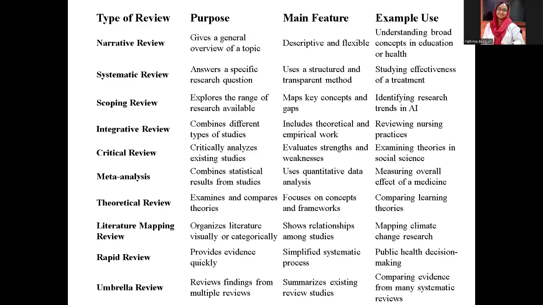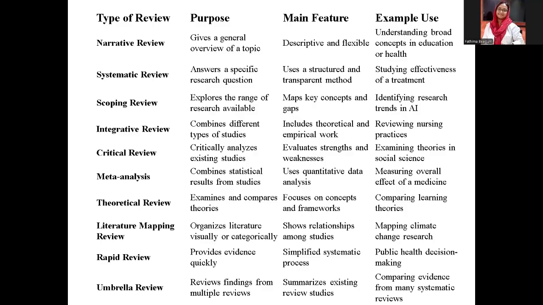Coming to narrative reviews, it is a general overview of a topic. It is very flexible, for example, for understanding broad concepts in education and health. That comes under narrative review. Systematic review means we are answering a specific question, and there will be a structure and a transparent method. Scoping reviews explain the range of research available. They map the concepts and gaps, for example, research trends using AI.